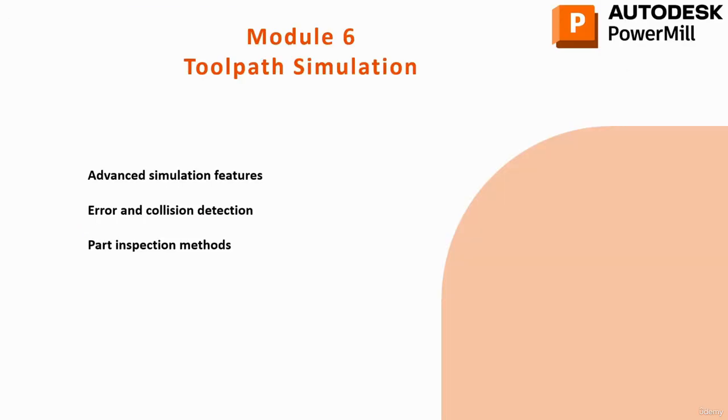So we have already started module number 6, which is all about Toolpath Simulation, and in the Toolpath Simulation we have discussed the advanced simulation features, and the last topic we just covered was error and collision detection. So right now it's going to be part 2 of error and collision detection. Today we have to study the gauges, their features, and all these things.